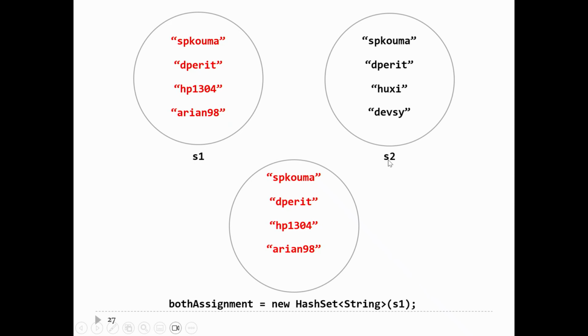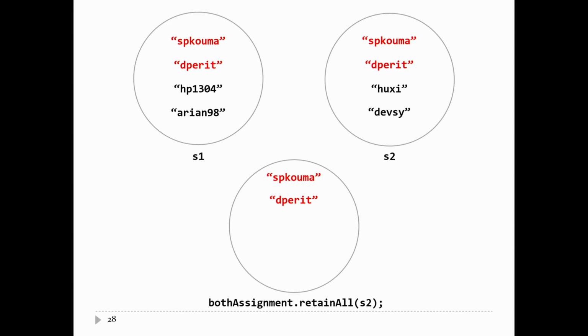Now it goes back the other way. Is HP1304 in this set? The answer is no, so it gets removed. Is Aryan98 in S2? The answer is no, so it gets removed. And you end up with that set there.